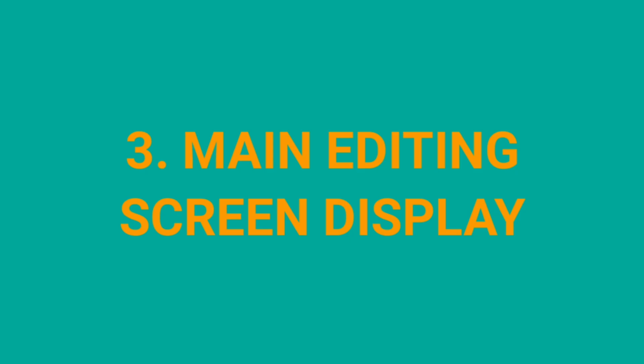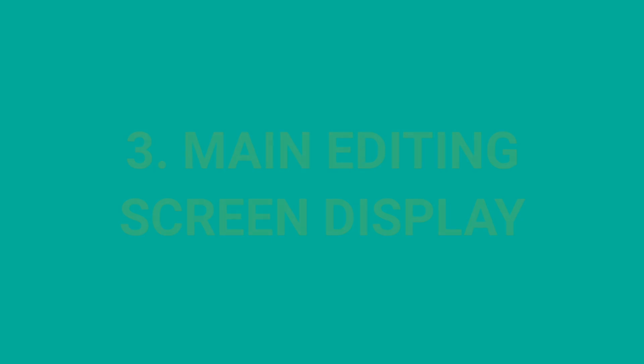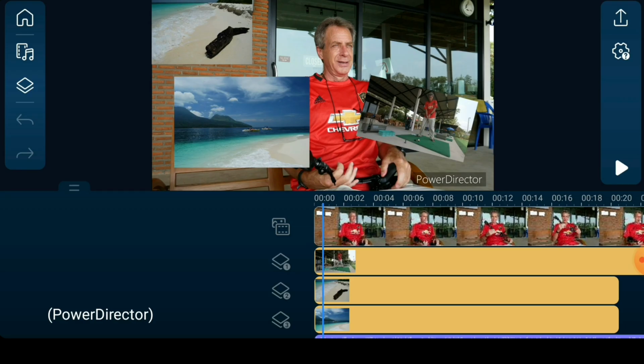Next category is the main editing screen display. And what I've done here is I've created two video projects, one for KineMaster and one for PowerDirector, using the exact same video clips and photos just to show what the main editing screen looks like as you are editing a video project. So here, let's start with PowerDirector.